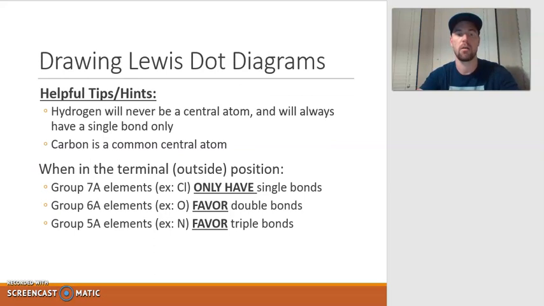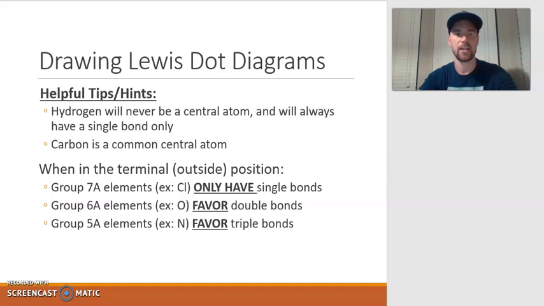Here are some tips and tricks along the way as we go through this. Hydrogen is never going to be a central atom. It will always be a terminal atom, and the only bond hydrogen can have is a single bond. Carbon is a common central atom. If carbon is in the compound, it is a central atom. And then finally, when in the terminal position, remember that means outside position, group 7A elements, which are your halogens, such as chlorine, they can only have single bonds. Remember that. Group 6A elements, which are elements like oxygen, those favor double bonds. Do they have to have a double bond? No, but they favor them.